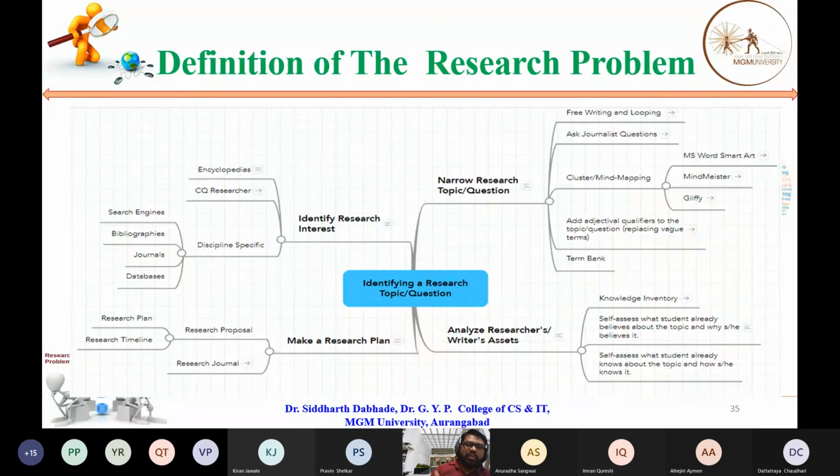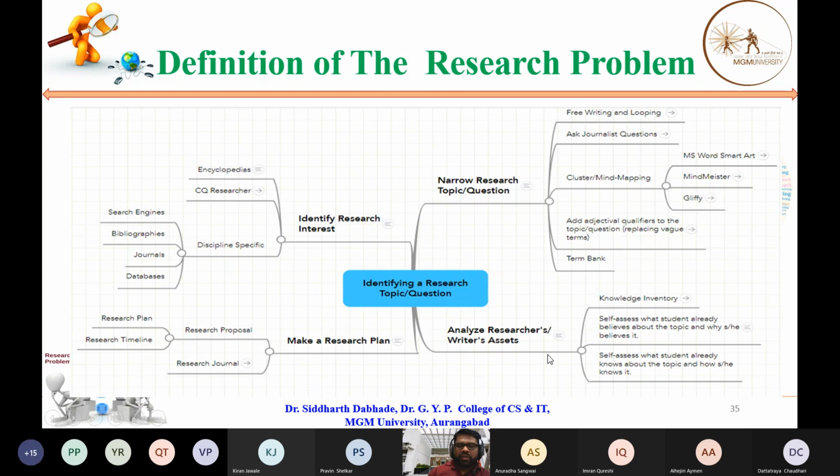You need to go to bibliographies. You need to refer to the journals. You need to refer to the databases. Then once you have reached that specific problem, make the research plan, make the research problem, and search out the specific research journals related to your research work. Once your research proposal is ready, make the research plan and make the time frame. So the research timeline should be followed.